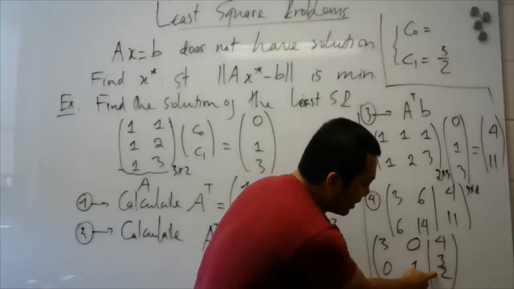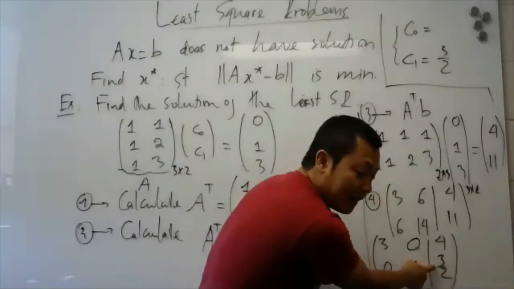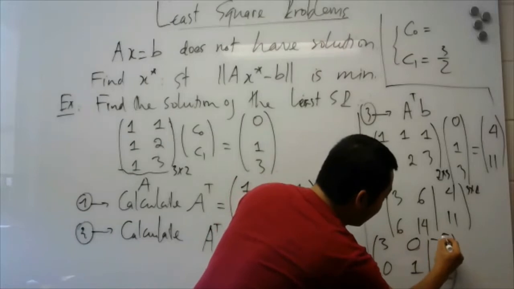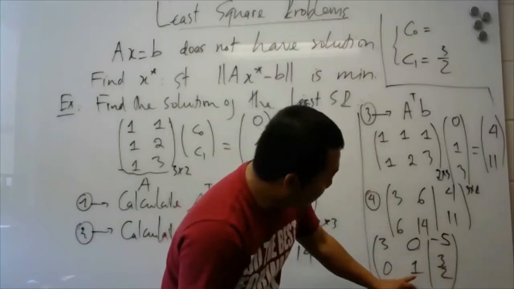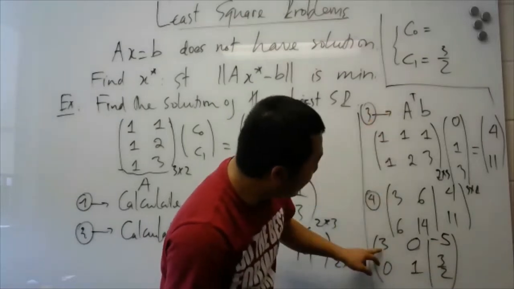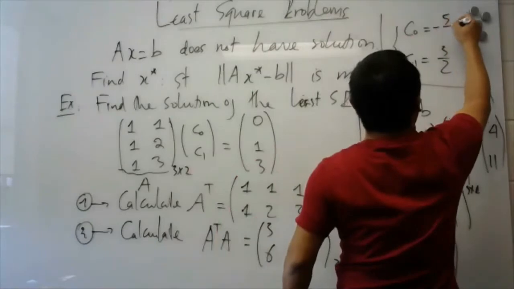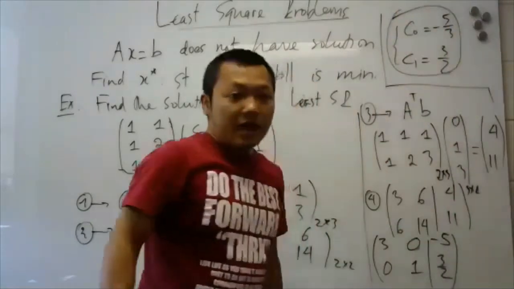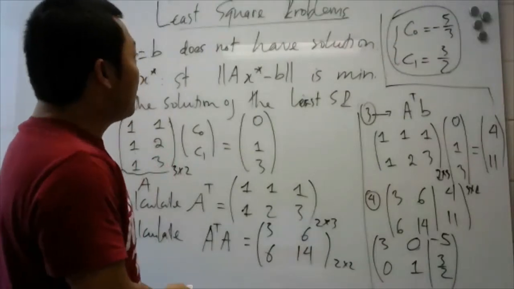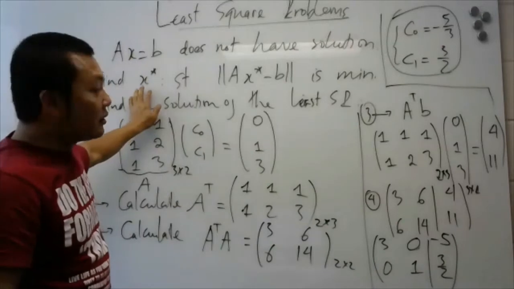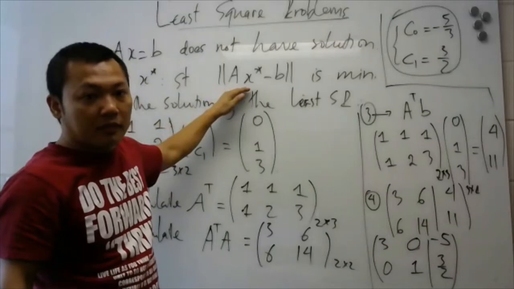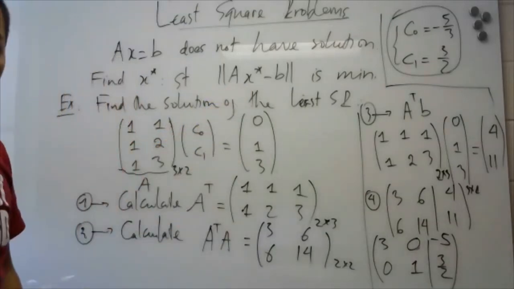This guy with -6 will be -9. 9 plus 4 is 95. Make sense? So I have 95 in here. And then the first, for C1, that is 3 over 2. But for C0, I would get 95 over 3. And then that is our solution. That is our solution. So basically, that is the X star. That is the X star, which makes this value minimum. Okay?